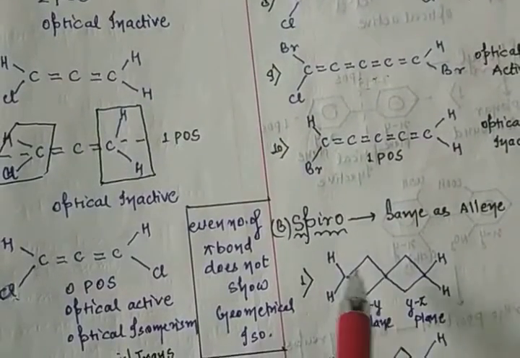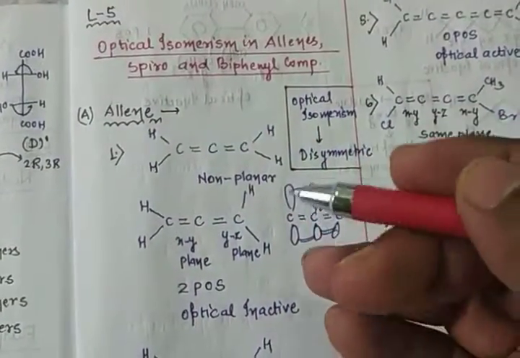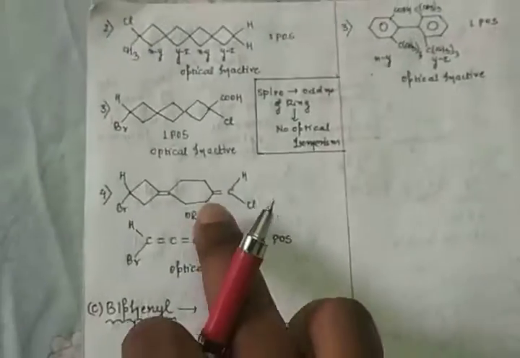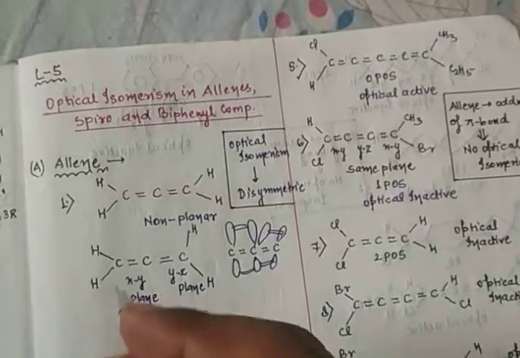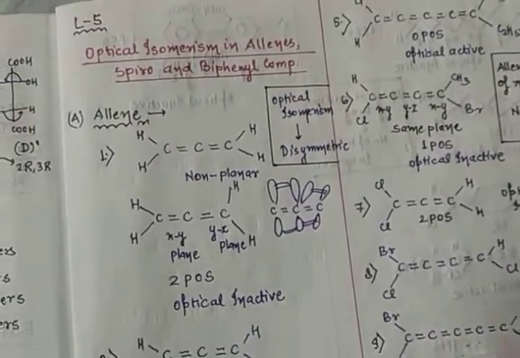Spiro, you know very well, this is the spiro, two cyclic structures attached to one carbon, right? And now this is biphenyl. Biphenyl means two phenyl structures are there. You know phenyl, when benzene loses one hydrogen, the formation of C6H5 is known as phenyl.